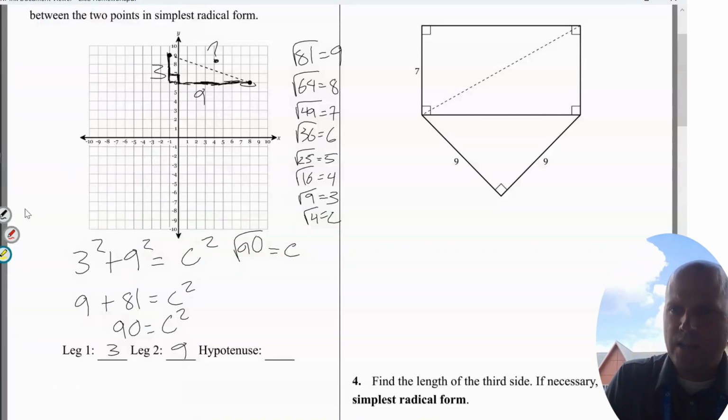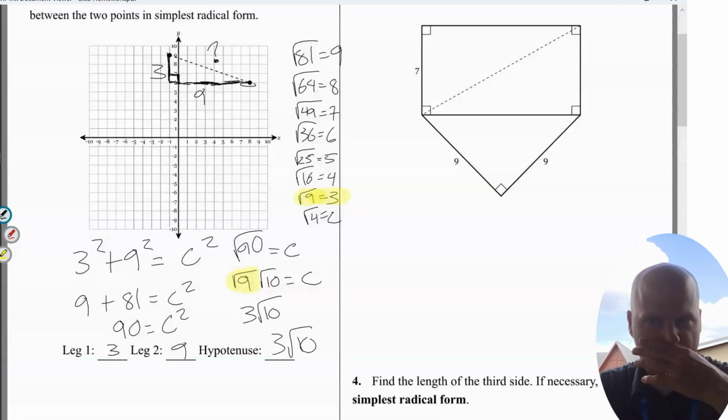So I can write root 90 is root 9 times root 10. Now, why do I put root 9 first? Because root 9 is a value that I know. Root 9 is just 3. So C is 3 root 10. This is what's called simplest radical form.